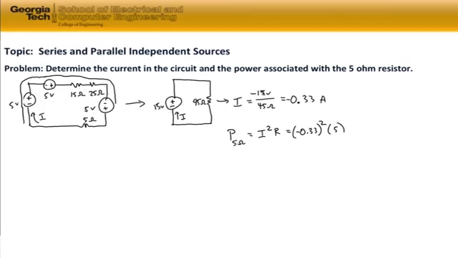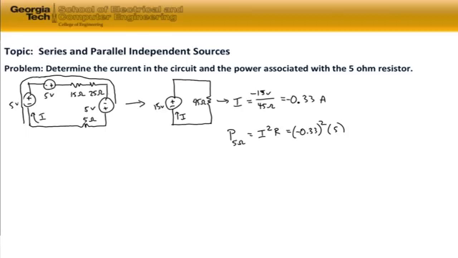And we divide that by the resistance, which is 45 ohms, and that gives us a current of negative 0.33 amps. So that's our current in the circuit. Now if we want to find the power associated with the 5 ohm resistor, we can use our well-known equation for power, where power is equal to I squared R. Our current, which we just found, is minus 1/3 amps.